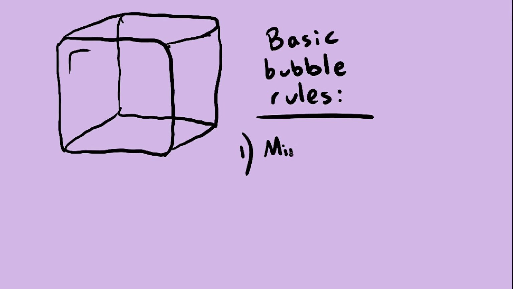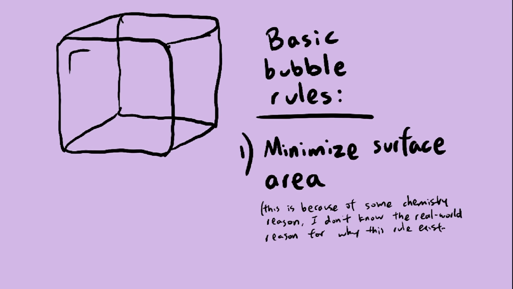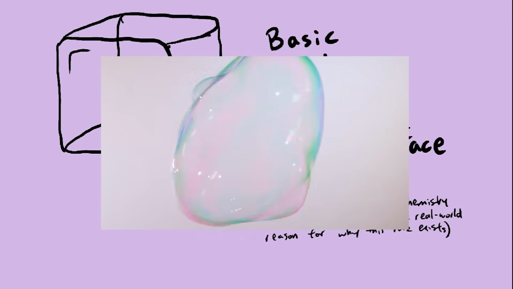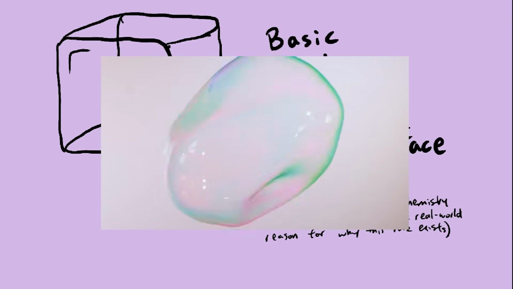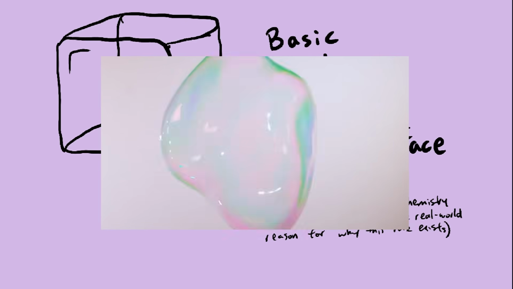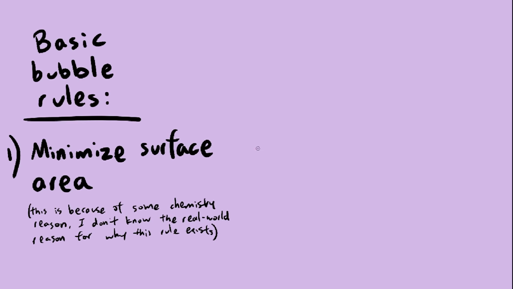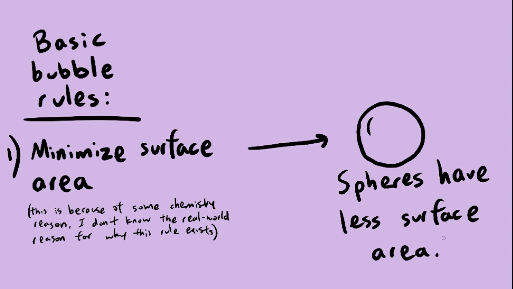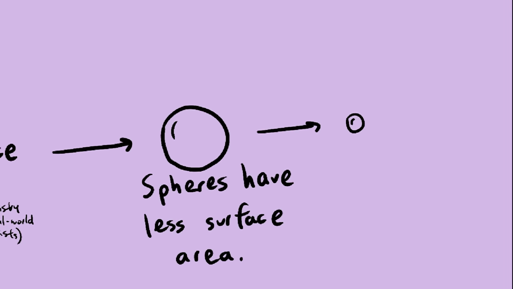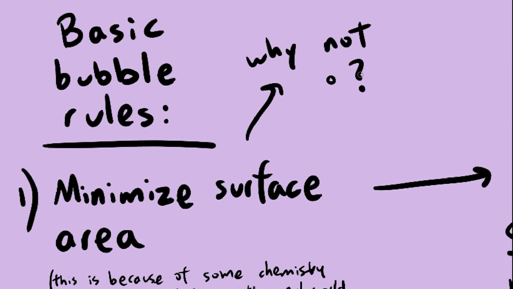First, bubbles naturally try to minimize surface area. For example, if you make a bubble in a weird shape like this, it will automatically turn into a sphere because of this rule. This thing has a lot of surface area, and spheres have much less surface area, so the bubble naturally tries to spherify. But wait a minute, if you have a smaller sphere, you have an even smaller surface area. So why doesn't the bubble just get smaller?